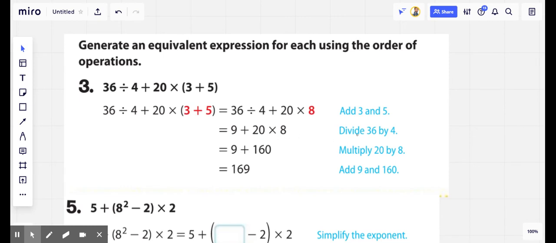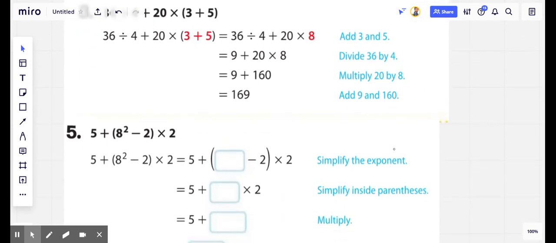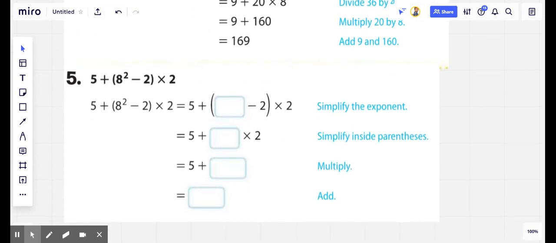Next, they multiplied 20 by 8. So 20 times 8 is 160. And then finally, they added 9 plus 160, which is 169. Okay, we're going to do some examples on our own, but I just want to show you these that are already worked through. And finally, for example number 5, let's work this together.